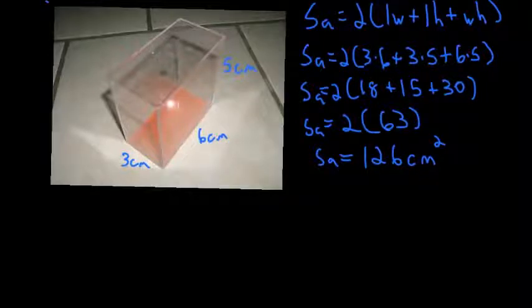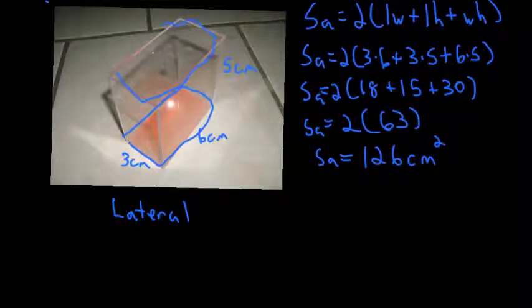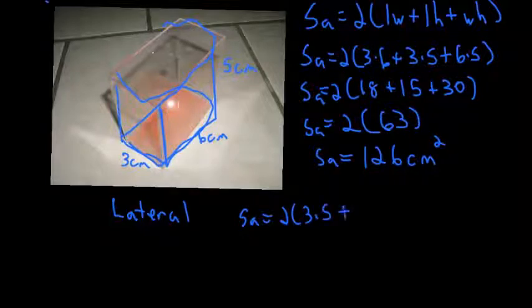Alright, one more thing. If I wanted to find the lateral surface area on this, it would still be the same thing, except I would not include these two bases. So it would just be 3 times 5 and 6 times 5. So my surface area would equal 2 times 3 times 5 plus 6 times 5.